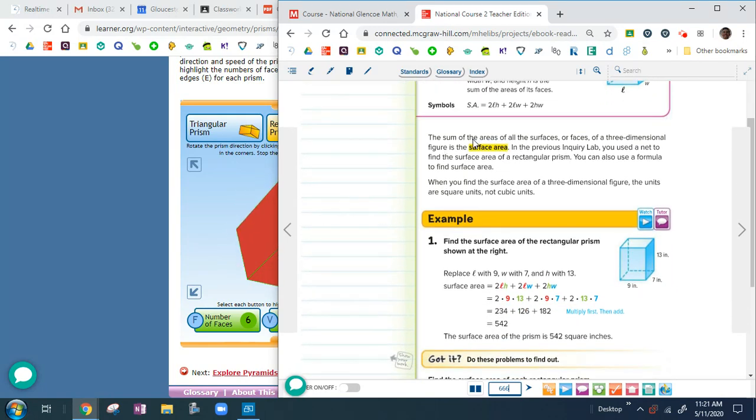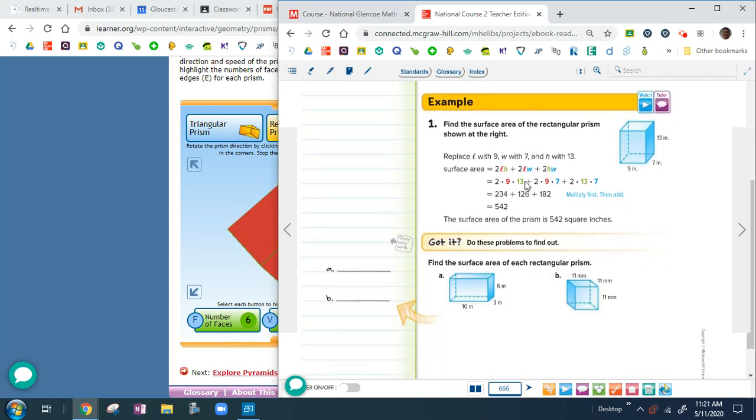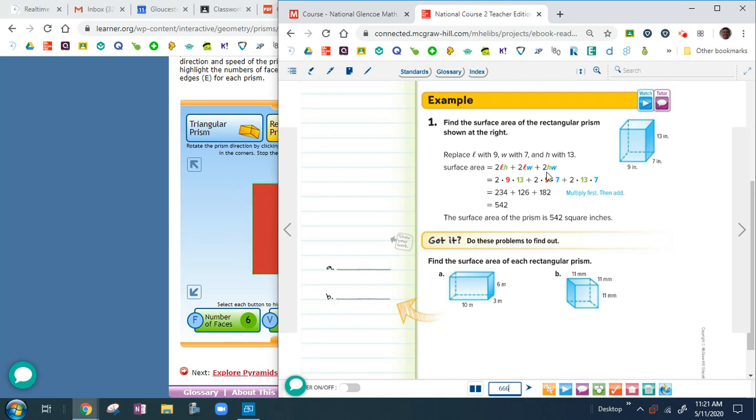Here's a good definition of surface area. The sum of the areas of all the surfaces or faces of a three-dimensional figure is known as the surface area. We just talked about nets, so I think we're headed in the right direction. Now, for example 1, they're going to have us use the formula. You can just look at each face. There's 6 faces, and find the area.